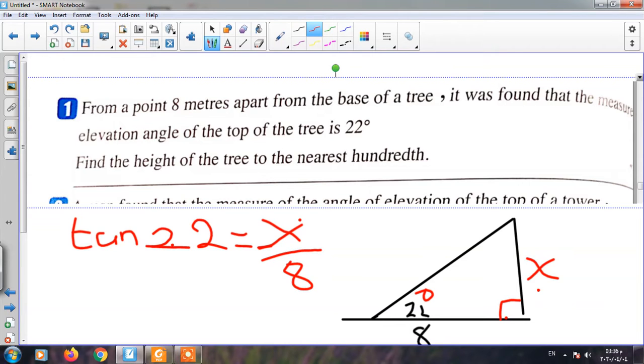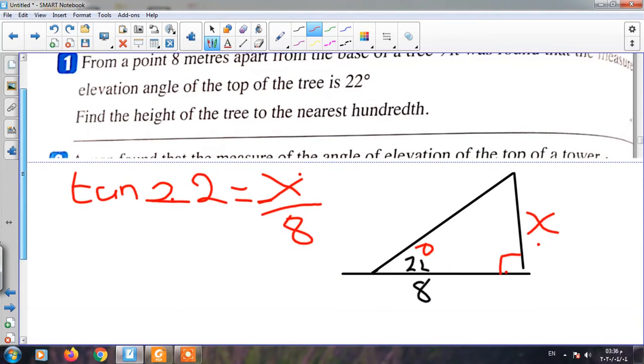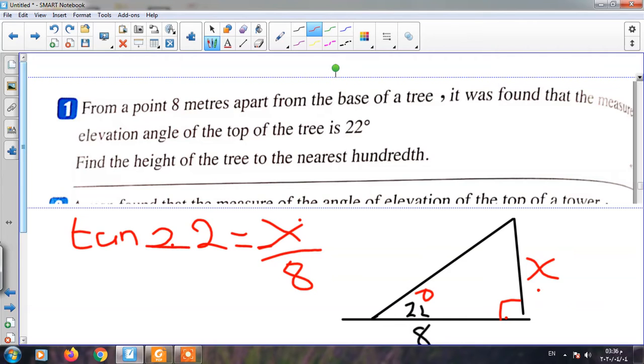So firstly, we must talk about how we can convert the words into a drawing: a point 8 meters apart from the base of a tree. It was found that the measure of elevation angle, and you know the elevation for all times equals the angle of depression, so it's 22, the same up or down, whatever. It's up from the horizontal. Okay, and this is the height of the tree.